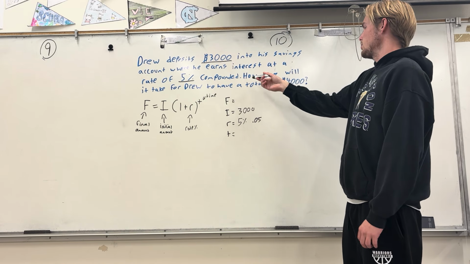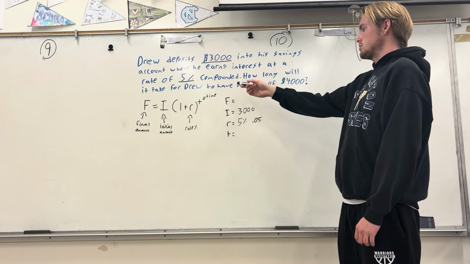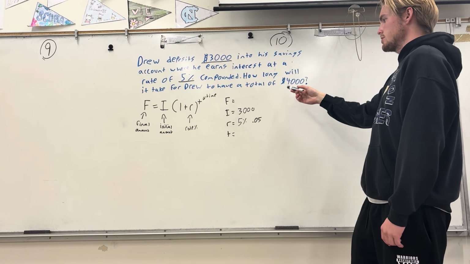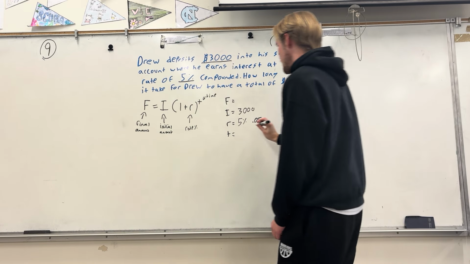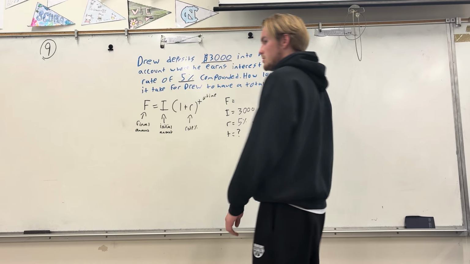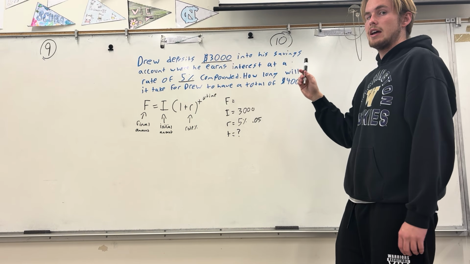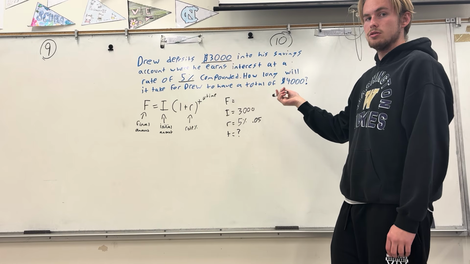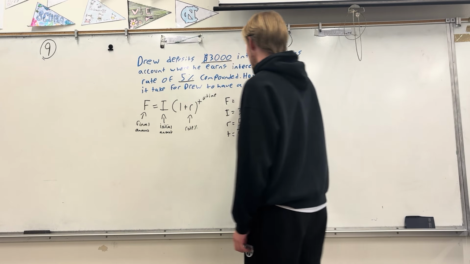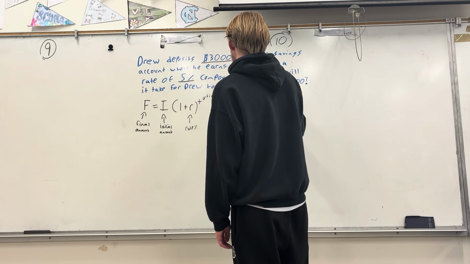And then it says, how long will it take for Drew to have a total of $4,000? So how long tells me that we're solving for time. Time is what we don't know. And then it's asking, how long is it going to take for him to have a grand total, that final total, to be $4,000? So the final value we're looking for is $4,000.